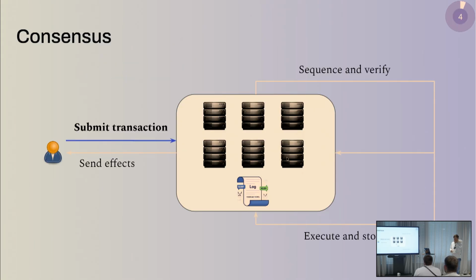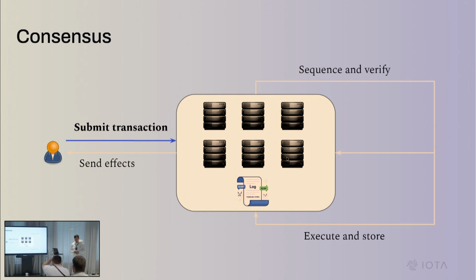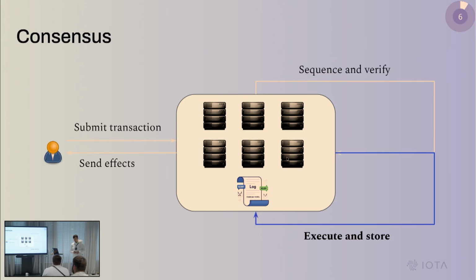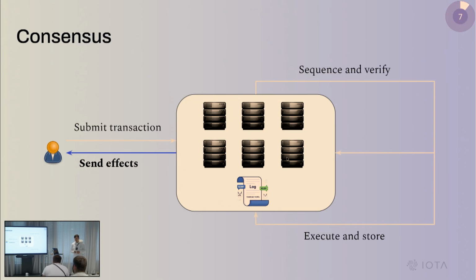The first thing is we consider a typical blockchain problem where clients submit transactions to validators, and the job of validators is to sequence and verify transactions such that they can produce a log, a sequence of transactions. After that, they can execute, store the effects of the transaction, and send back to the client the response, so the client knows what the results of the execution will be.